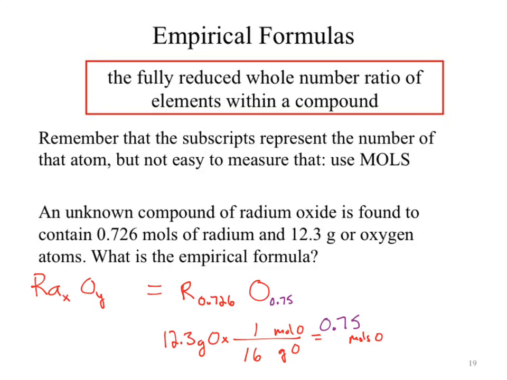It's Ra0.726O0.75. That looks kind of ugly. What can we do to fix that? What was the step from the previous slide? Divide by our smallest number, 0.726. What does this give us? Ra1.